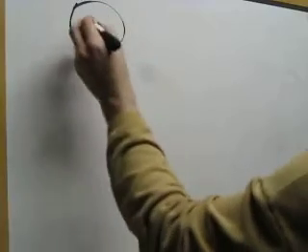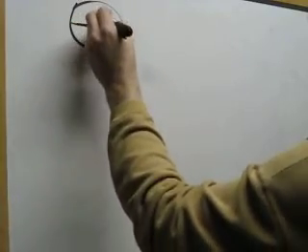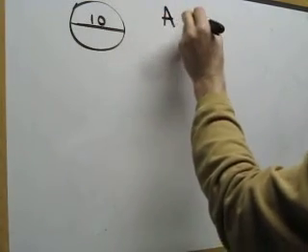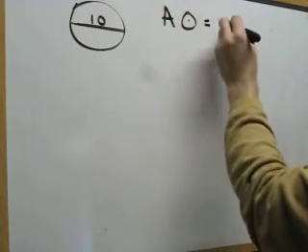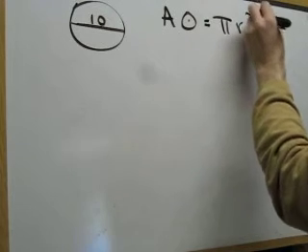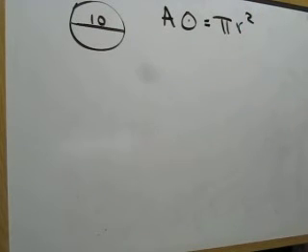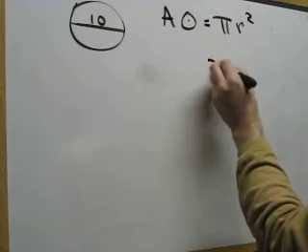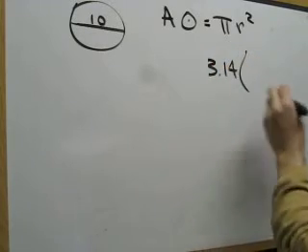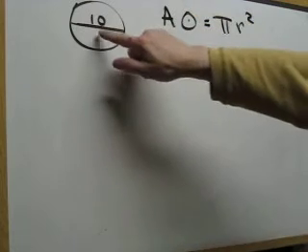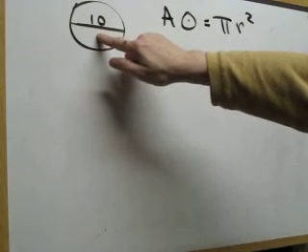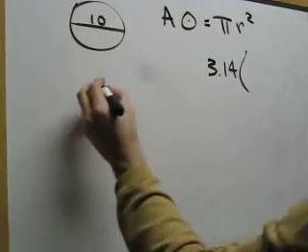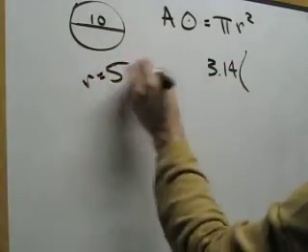So we've got a circle. The distance all the way across is 10. And they're asking us to find the area. So I know the area of a circle is pi r squared. That being the case, I know this is 3.14. And my r, I don't know, but I do know the diameter. And I know that the radius is half of this diameter. So my r then is 5.